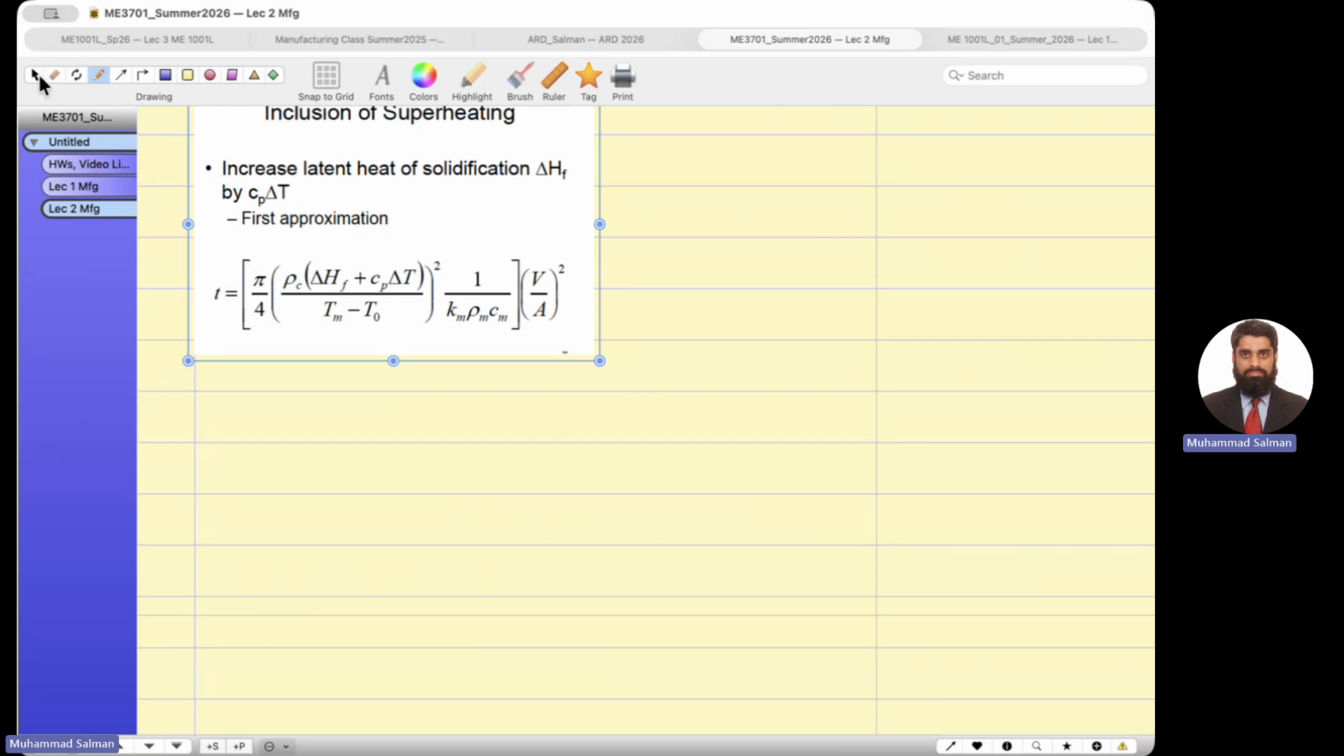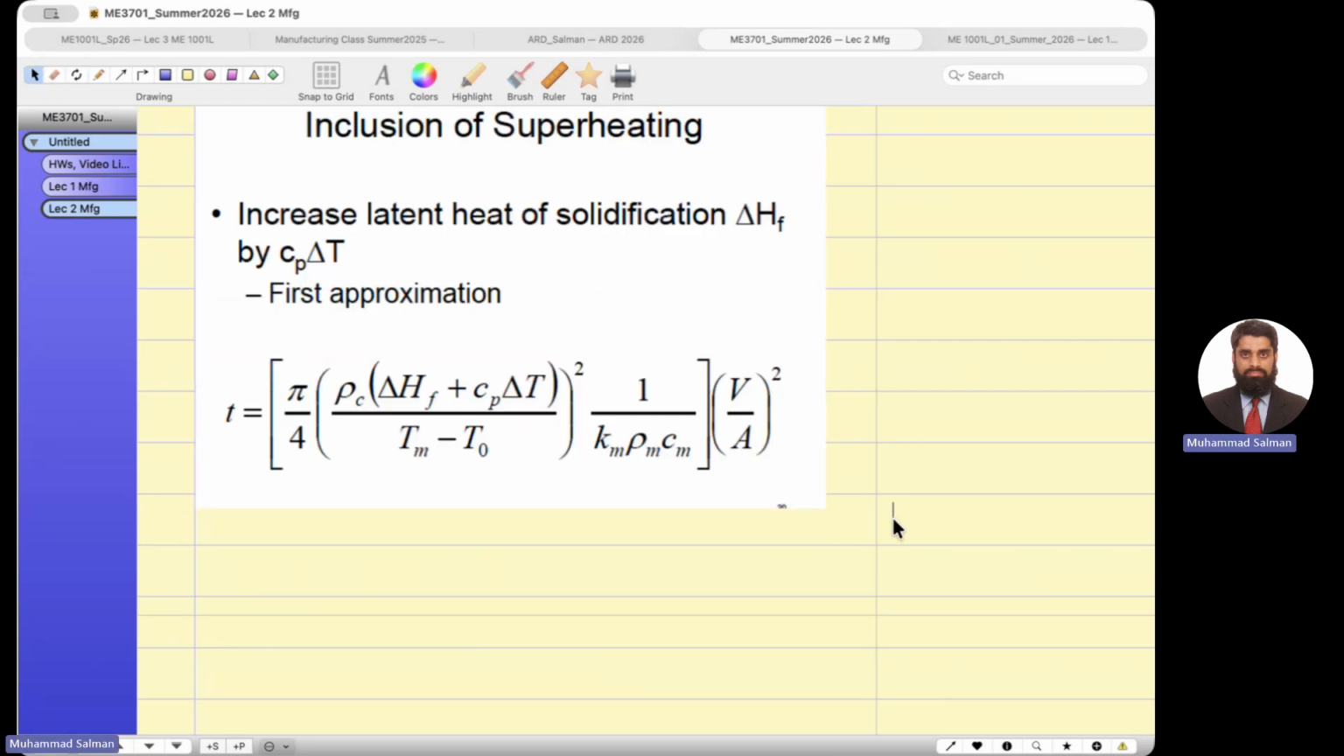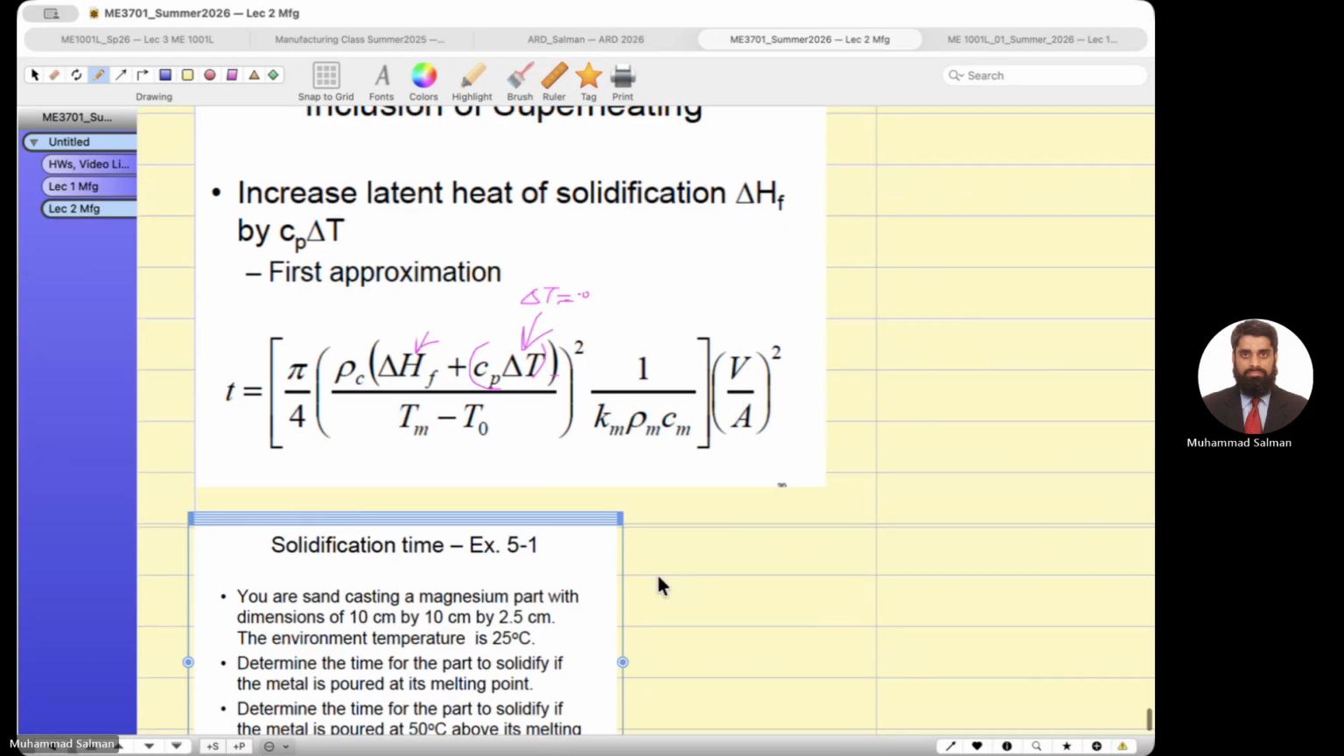So I would say this is your final formula when you have a pouring temperature higher than the melting point. This is the melting point, agreed? When your pouring temperature is higher, you have to add this C_p delta T term in the numerator. And if it's the same, then delta T becomes 0 when it is poured at the melting temperature. But usually we have to increase the temperature. So next, I'm going to show you how to apply this formula in a numerical problem. So collect the information.